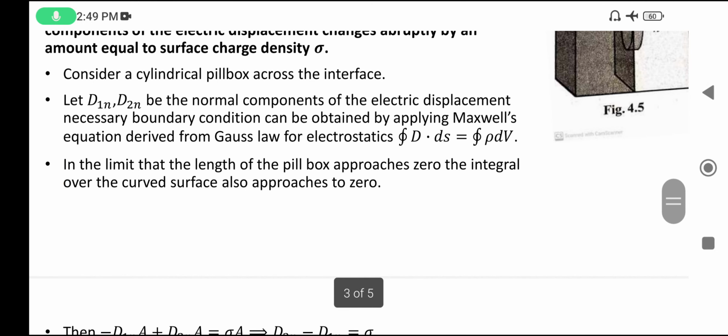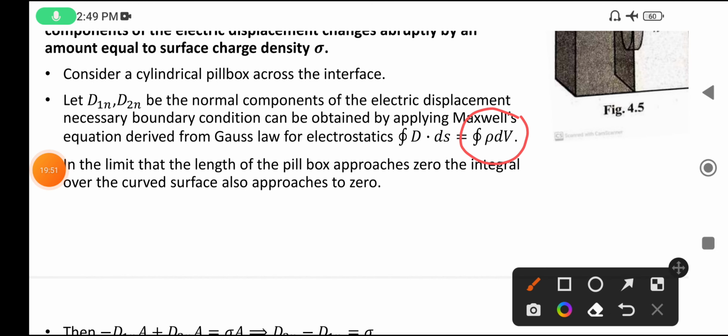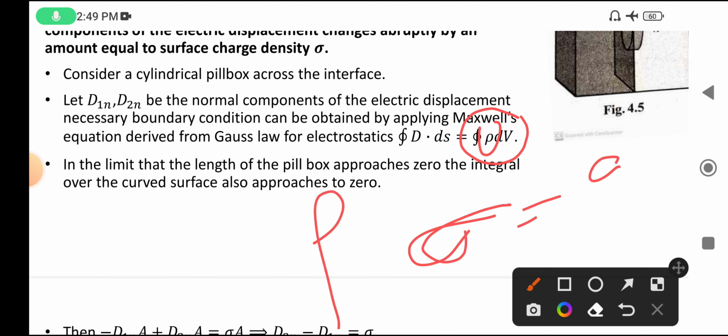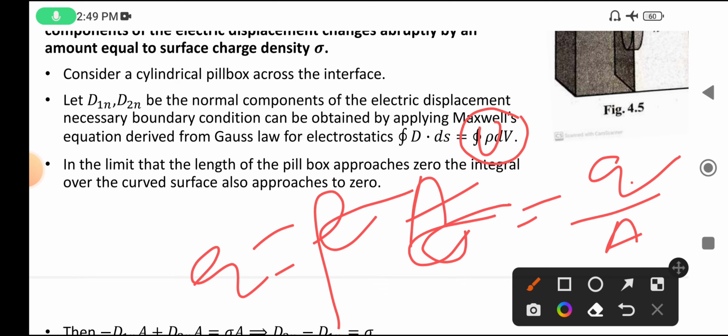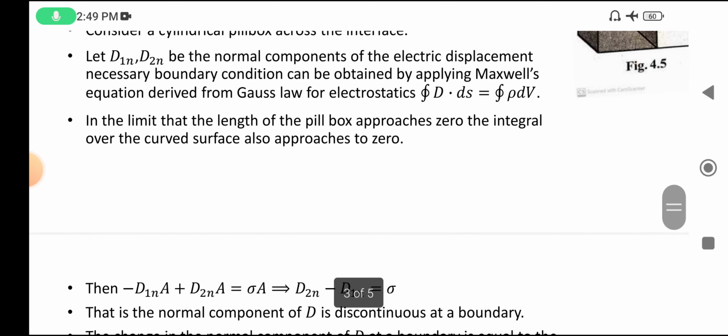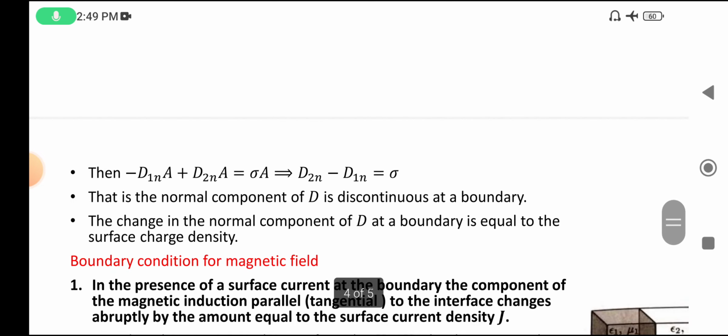And now see here, rho is taken, but the pill box is a small substance, so that is why instead of taking rho, take its area charge density as sigma only, not rho. So sigma is what? Q by area. From this, Q is equal to sigma into area. So here only the sigma term we have taken.